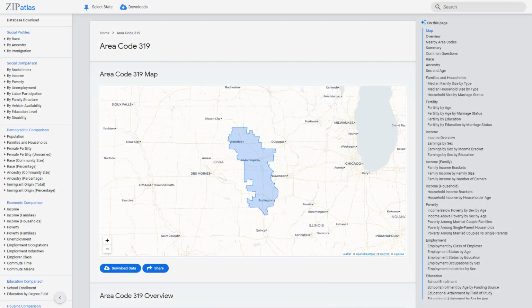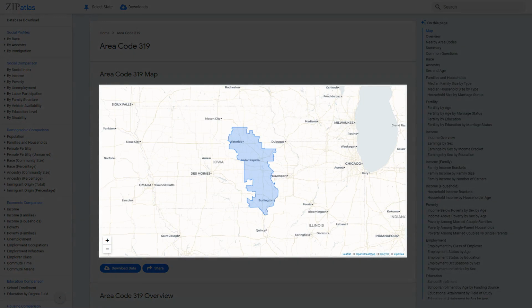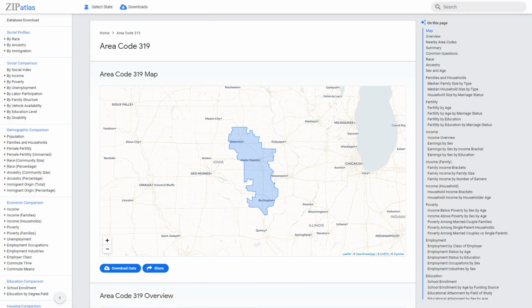Welcome to our exploration of area code 319 in Iowa. This 3-digit code is assigned to the eastern region of the state, covering cities such as Cedar Rapids, Iowa City, and Waterloo. In this video, we will delve into the geography, demographics, social dynamics, and economic landscape of this unique area. Join us as we uncover the distinctive features that make up the 319 area code of Iowa.